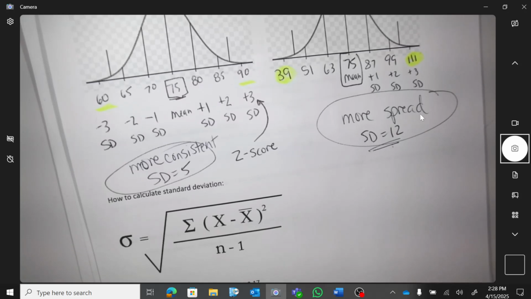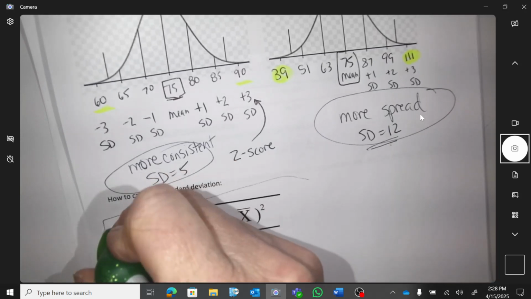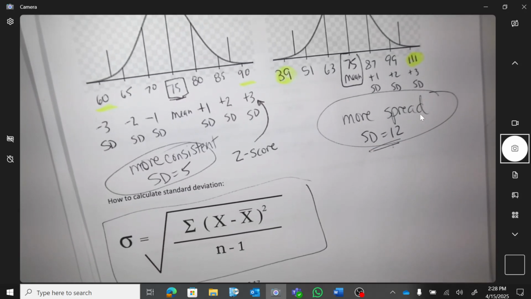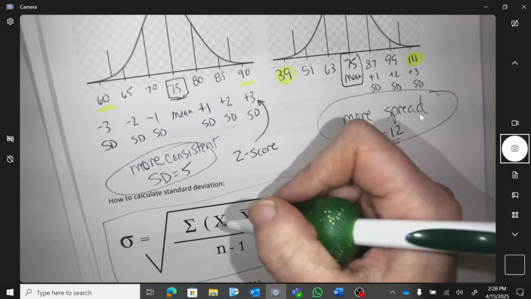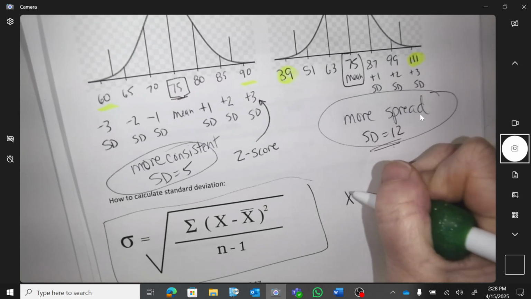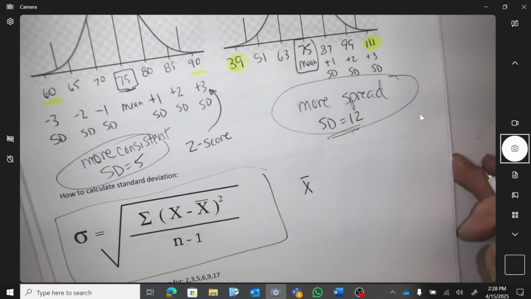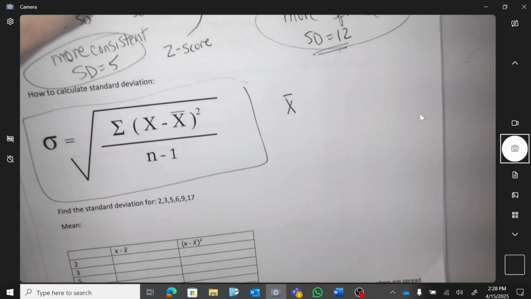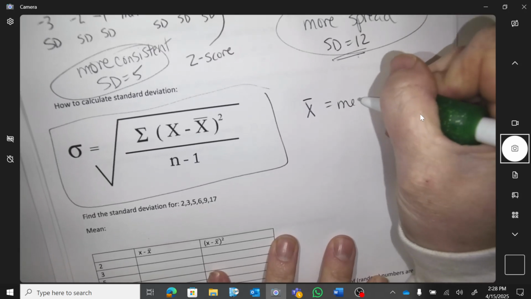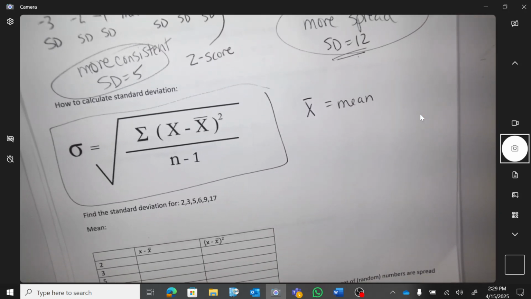Now we're going to figure out the standard deviation, and it's a crazy formula, and it's this. We're only going to do it once on the test because it takes a long time. This is on your formula sheet. So here I go. That symbol is the mean, your average. So we have to figure the average out.